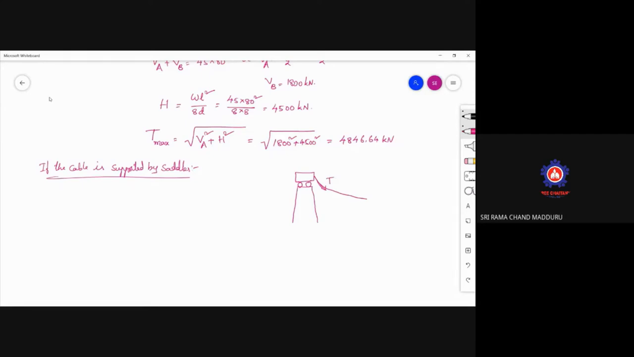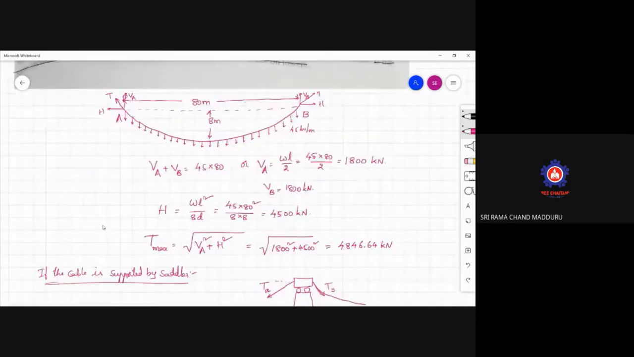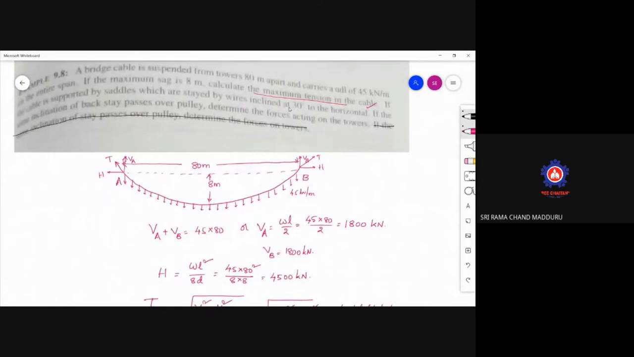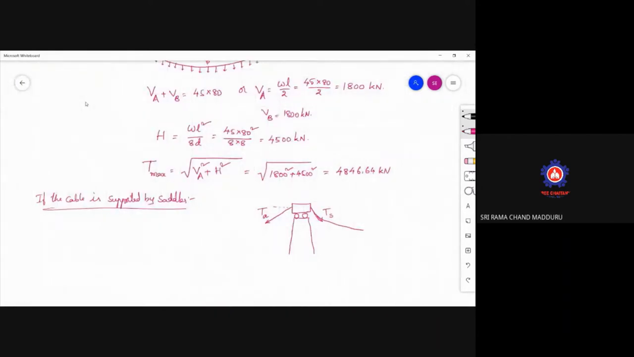We call it TS, because TS is the tension force in the suspension cable, whereas this is called the backstay. Backstay is nothing but the supporting or anchor cable, so we call it TA. And it is given in the question. Just go to the question and see once again. It is said that the inclination is 30 degrees to the horizontal. So this is making an angle of 30 degrees.